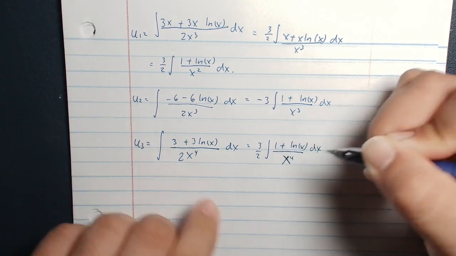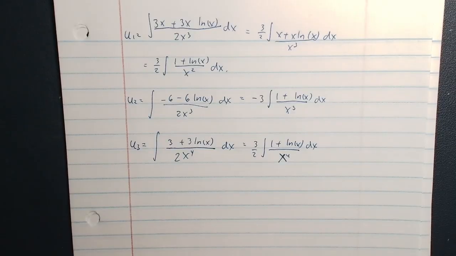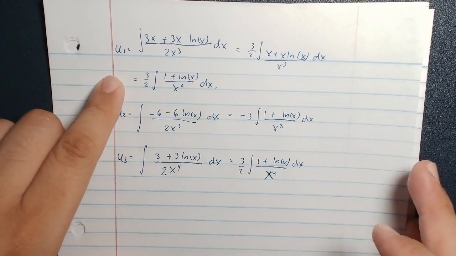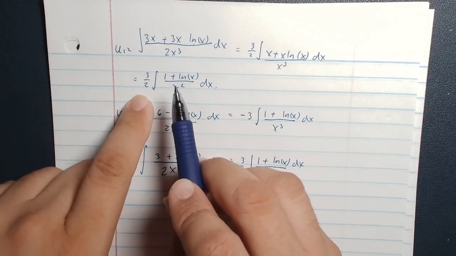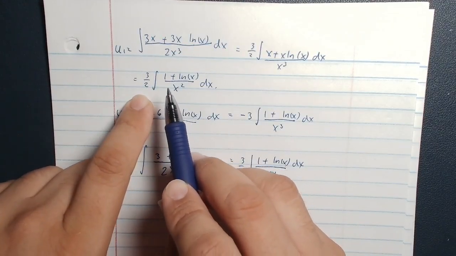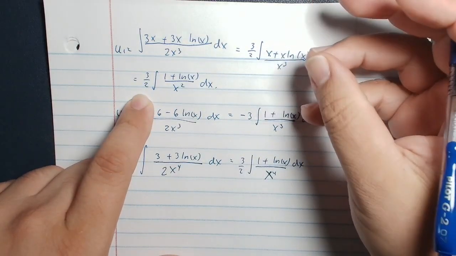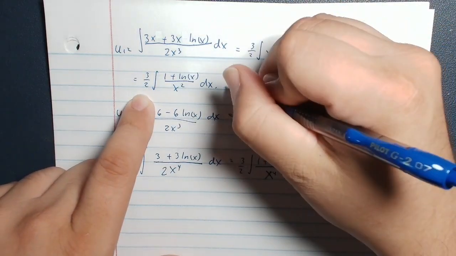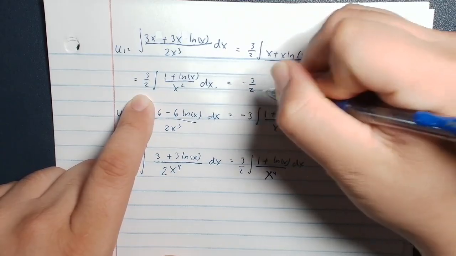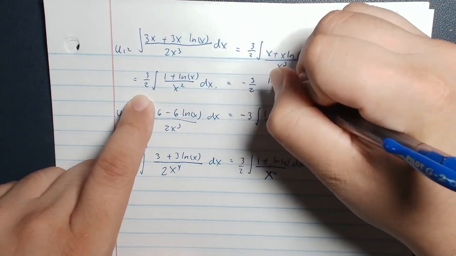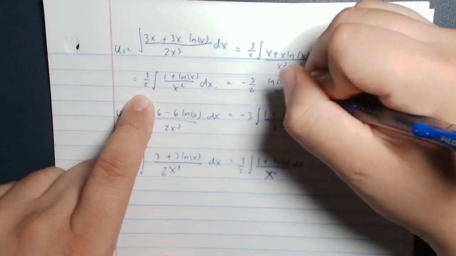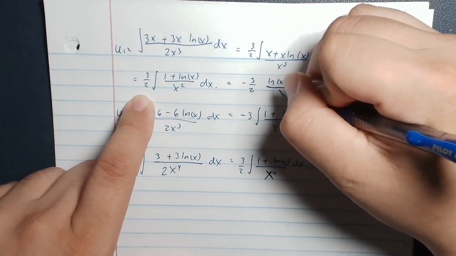All of these are doable by integration by parts. And since this problem's already gone on pretty long, I'm going to go ahead and just tell you what the result is here. So if I integrate this by parts, I get, so I need a negative there. So I end up with negative 3 halves natural log of x plus 2 over x.